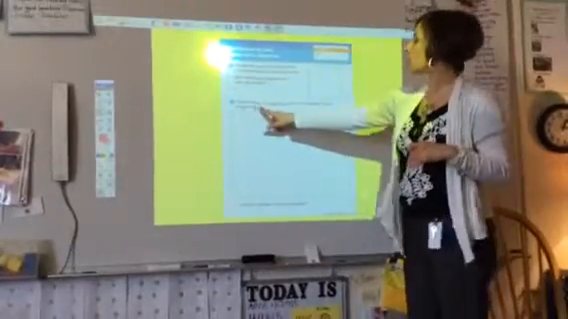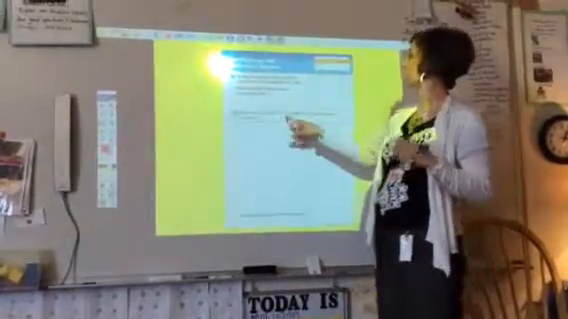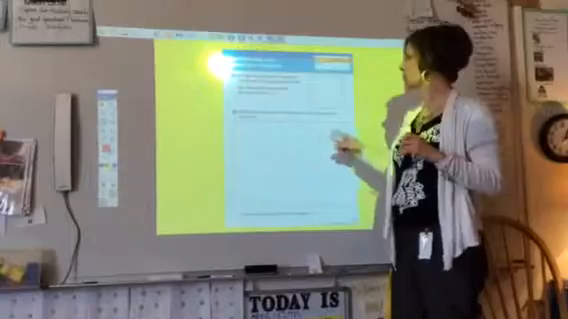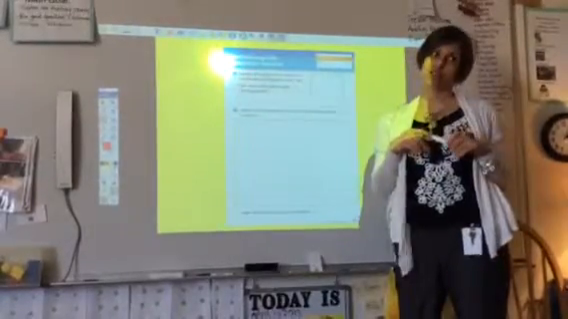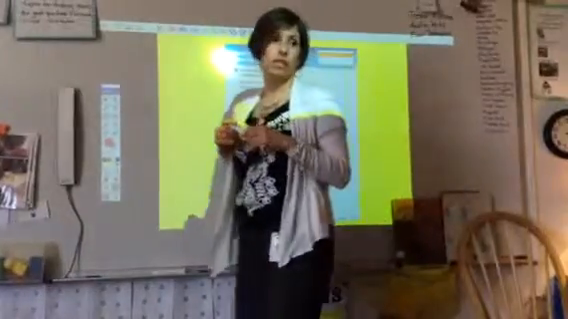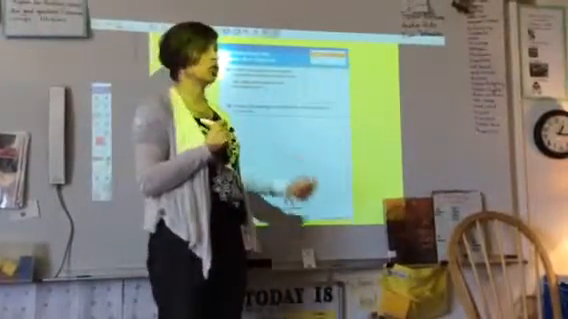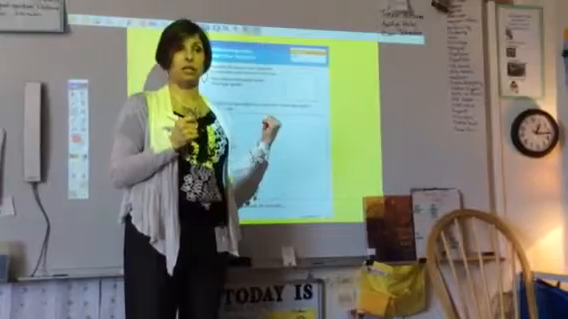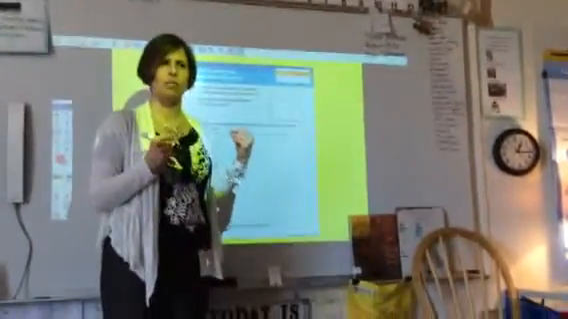Okay. This is partition this rectangle into 5 rows with 7 of the same size squares in each row. Whoa. Okay. Think about what it's asking you to do. Think about arrays. Yesterday I said that to you. Today I'm saying to you even more. Arrays. What was an array? Do you remember when we did arrays?